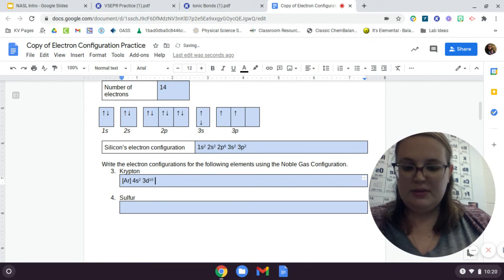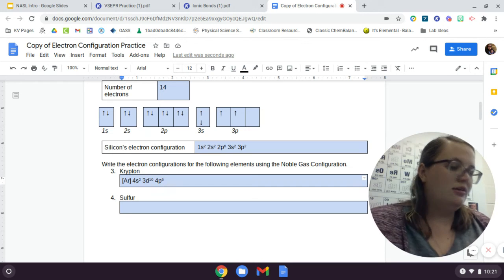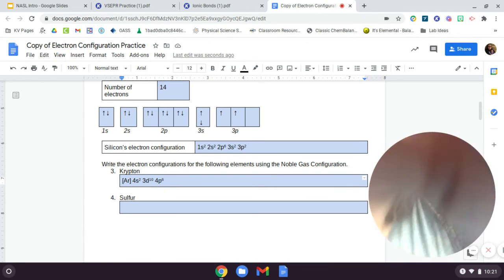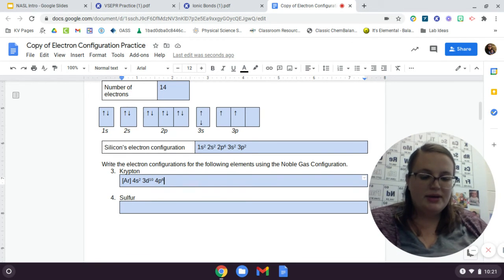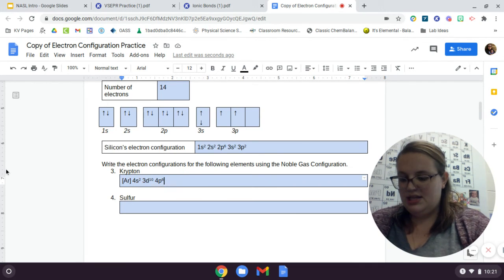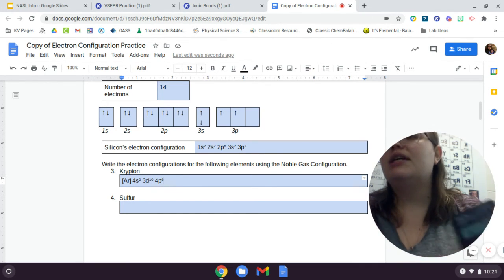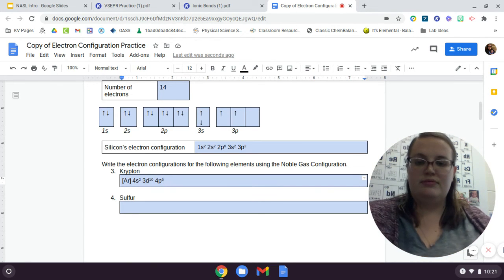4p6. And then how do I check my work on these? Excellent question. You're going to take the number of electrons, that's argon, which is 18. So argon's 18 electrons, and then I would add up 12 plus 6, so 18. So 18 plus 18 is 36, and that is krypton's atomic number.